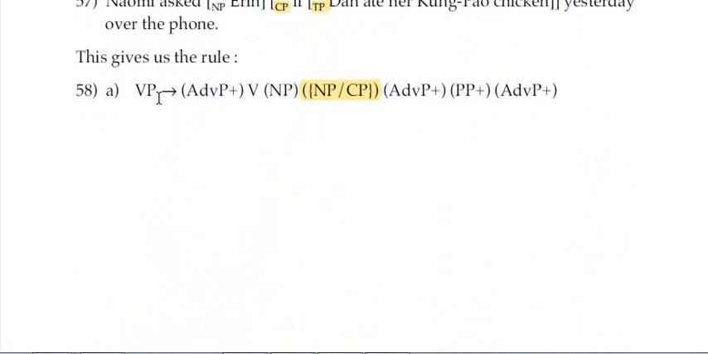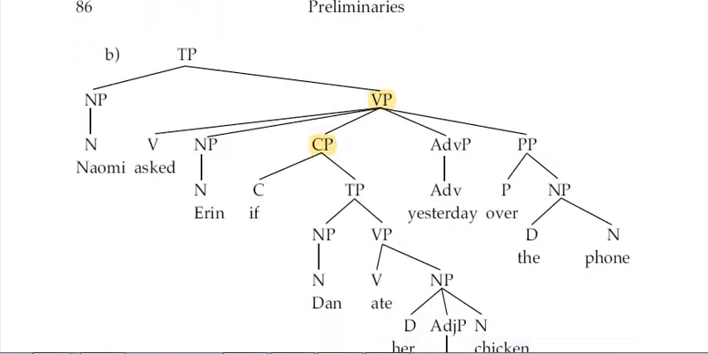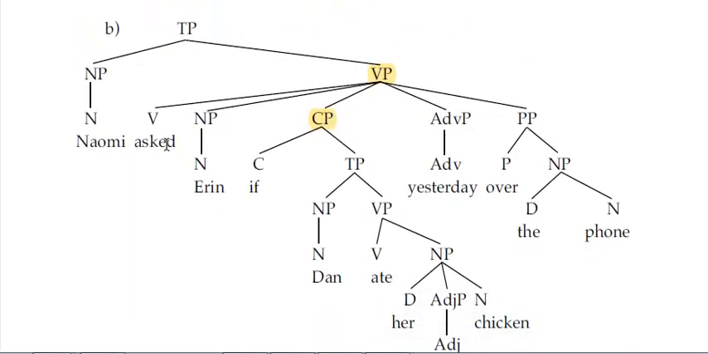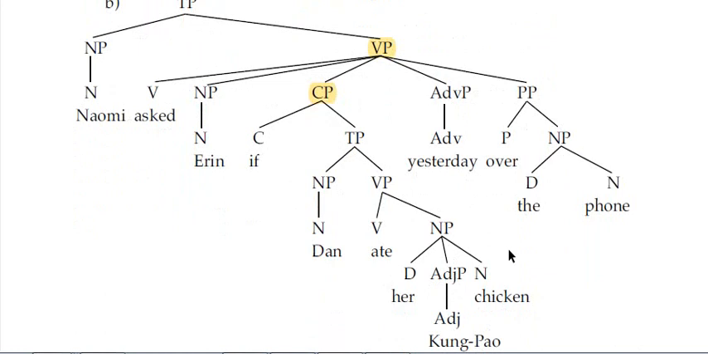Yeah. So verb phrase consists of adverbial phrase, verb, and then noun phrase, and then okay, like this one, either noun phrase or complementizer phrase, and then adverbial phrase plus prepositional phrase plus and adverbial phrase plus. Have a look at this example. Naomi asked Erin if Dan ate her kung pao chicken yesterday over the phone.